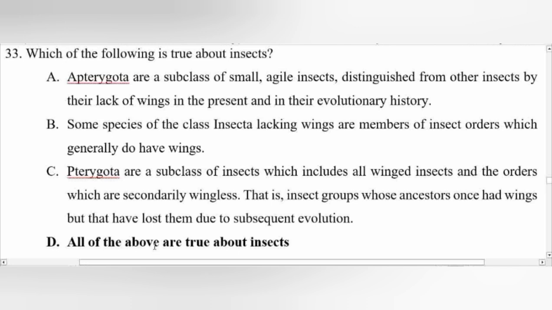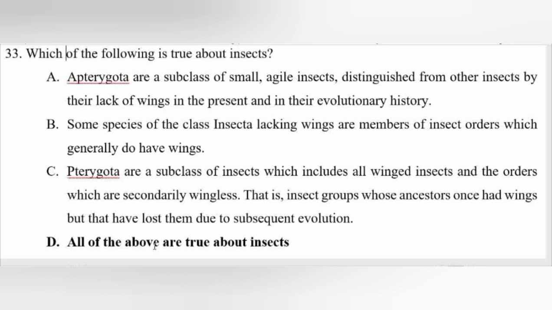Why? Because Apterygota. Okay, so we have two kinds of insects, based on using wings as our criteria. Some are Apterygota because they are wingless, and some are Pterygota because they have wings. And in actual fact, the ones that are Apterygota constitute a subclass. They are small, they are agile, and they are distinguished from others by their lack of wings in both the present and their evolutionary history. In other words, there are insects which have not really had wings throughout their existence.